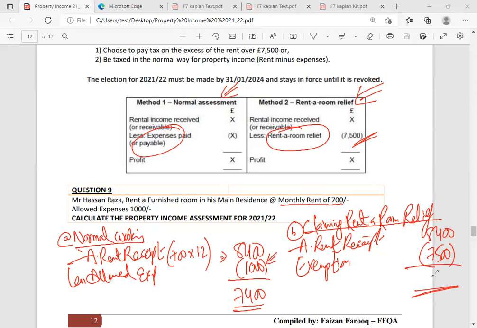If you are claiming an exemption, what answer will you get? 900. Now tell me your point of view. If the decision is yours, which amount should you take as your property income, A or B? Which amount should you add to your non-savings and pay tax on it?